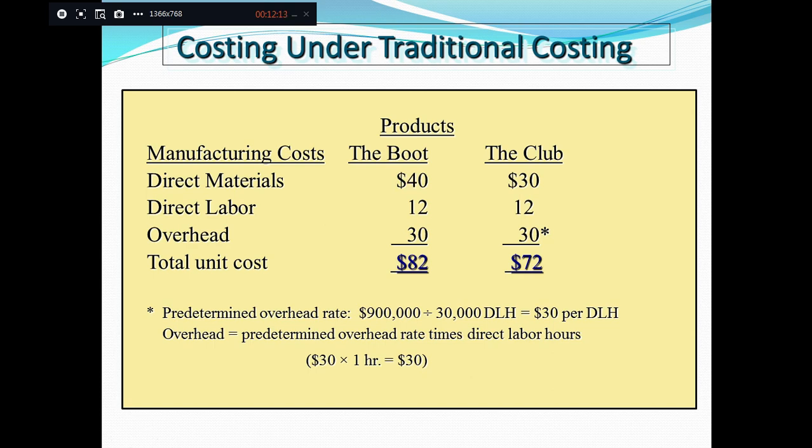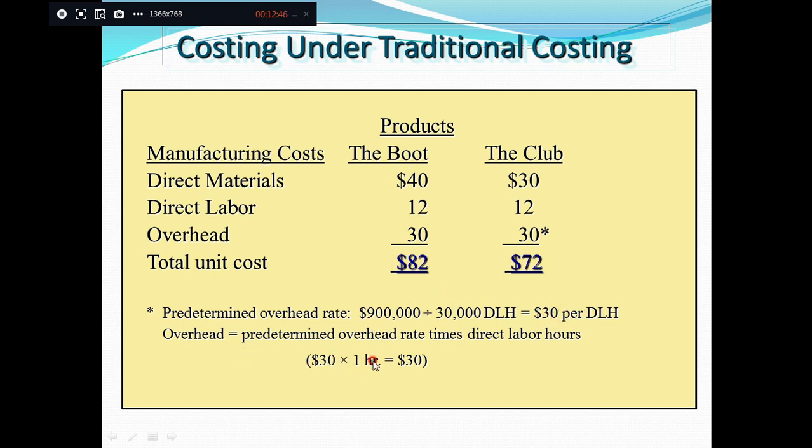Direct labor is given for both products, which is $12. Overhead you can calculate using the formula: total predetermined overhead, which is $900,000, divided by total direct labor hours. The predetermined overhead rate is determined through direct labor hours. So 900,000 divided by 30,000 is equal to $30 per direct labor hour.